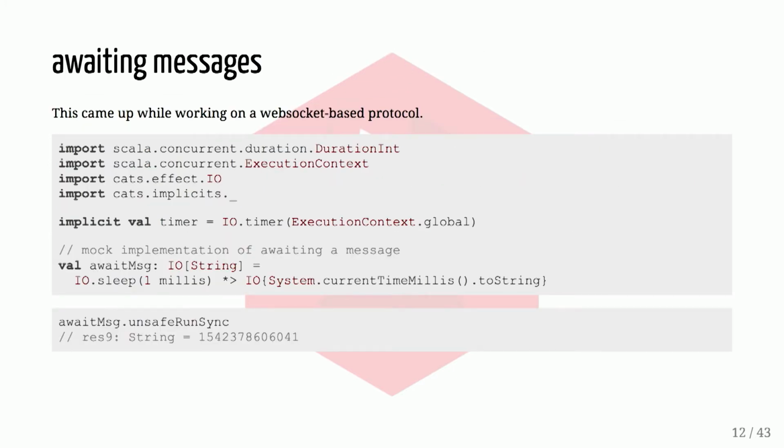So a use case that came up at a previous job: we had a client and a server that spoke via WebSocket protocol. And we had an API on the server where you can say, okay, now I just want to asynchronously await a message from the client. For the purpose of this demonstration, I'm just going to say awaiting a message is where you just sleep for a millisecond and then return some random message. In this case, I'll just do the current time millis. So this is just some IO of String where the string is the message, and we can run it.